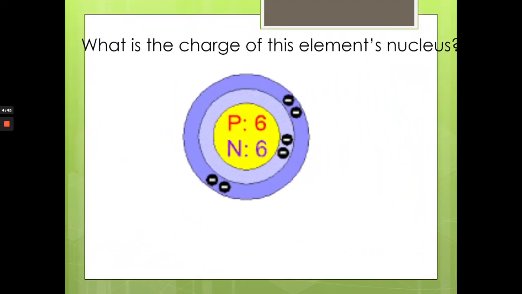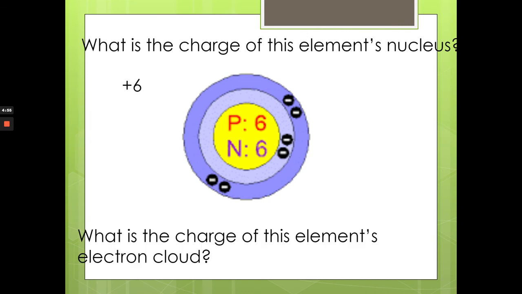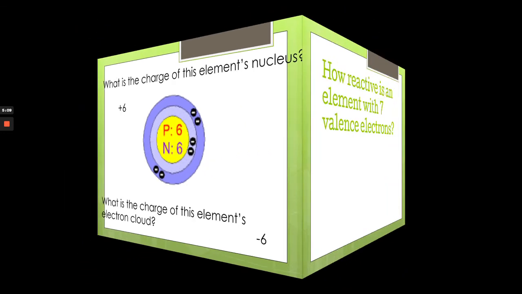What is the charge of this element's nucleus? Remember, the charge of the nucleus is just the proton number with a positive sign. So I have 6 protons here, so my charge on my nucleus is going to be positive 6. What is the charge of this element's electron cloud? So the cloud has only electrons in it, and I have 6 electrons, so the charge of the electron cloud is going to be -6.